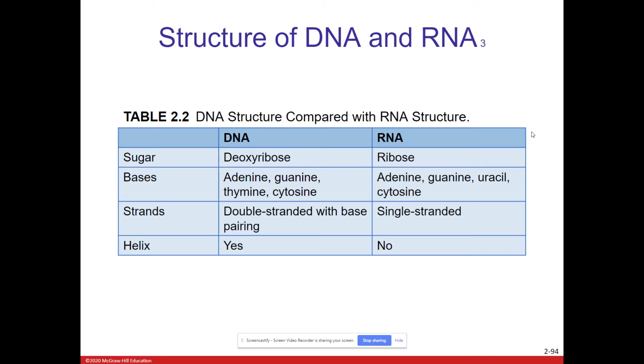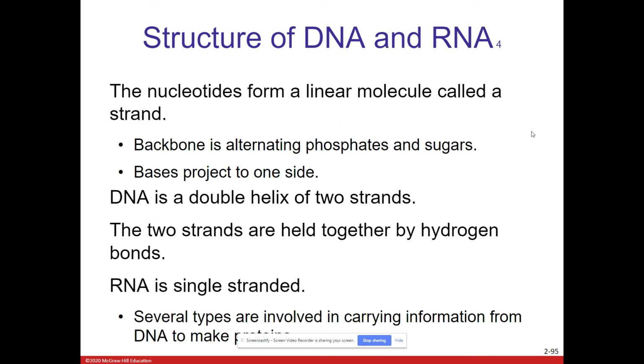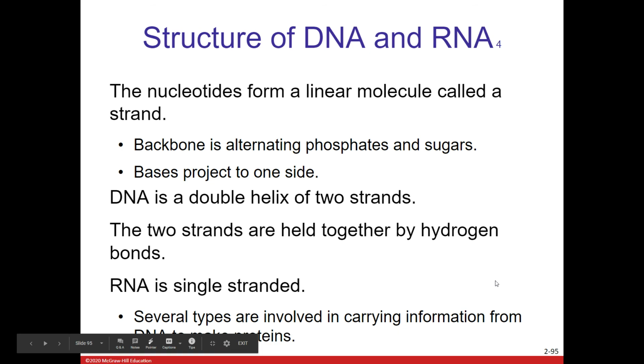So here is DNA structure compared with RNA structure, and you can see that the sugars are different. One base is different, that thymine and uracil, and then the DNA strands are different. DNA has a double strand, while RNA has only a single strand. So they form linear molecules called the strands, and then DNA has two strands, and that leads to what we call semi-conservative replication, which we'll talk about when we get to chapter, I think, 23. So the backbone is alternating phosphates and sugars, and then the bases are projected to one side. And in the DNA, those bases link together with hydrogen bonds so that it forms kind of a helix or a ladder, a crooked ladder. RNA is just single stranded, and it's involved in carrying the information from DNA to make the proteins.